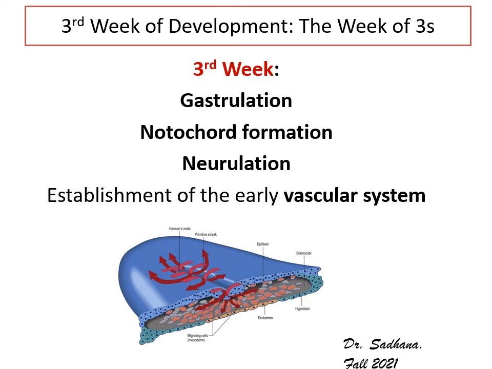Now, here we look at the third week of development and some interesting events happening here. This is also known as the week of threes, where you have important processes like gastrulation, notochord formation, and neurulation occurring, as well as the early vascular system is established. Now, last time we saw how implantation was complete, so now we are moving the story on from there.